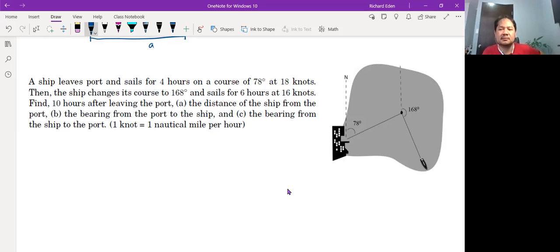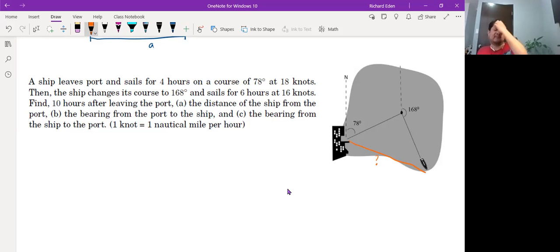4 hours on a course of 78. How's this possible? Okay. The distance of the ship. The first thing you gotta figure out is the distance. So that's the first thing, no? Part A. For 4 hours, actually that's possible. If you get 78 from the north direction and 168 from the north direction, we can. Wait, is that possible?